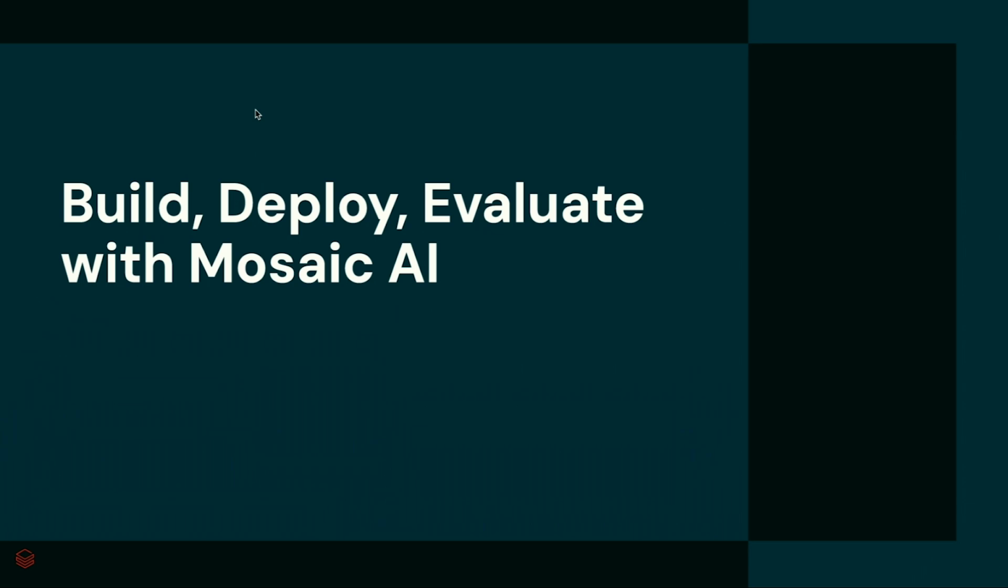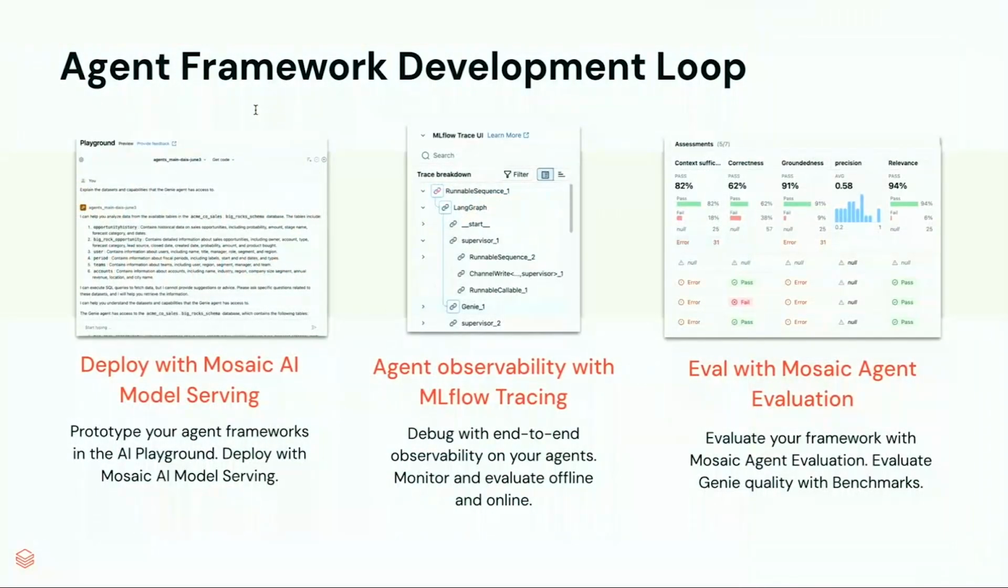Great, so now you have an agent framework that you've built with all the relevant context, and you want to get it into your users' hands securely. The agent framework also supports last-mile productionization. First, you can prototype your agent inside of the AI playground. Then you can deploy it to model serving. And after you've deployed it, you can debug with end-to-end observability by leveraging the MLflow tracing library.